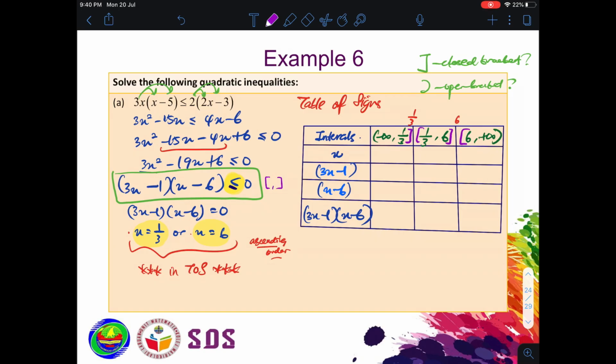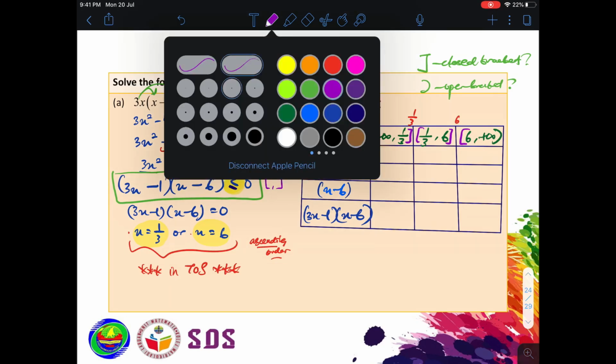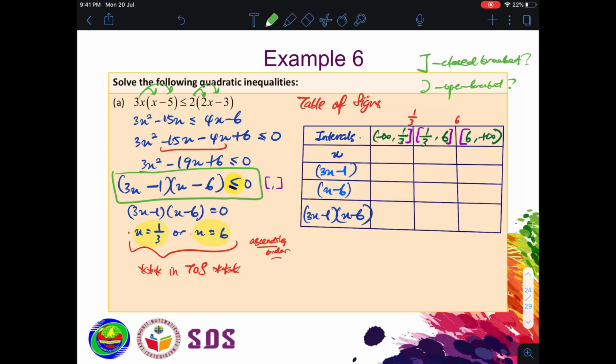Now you can proceed to finding the value of x. Within here is 1/3, therefore before 1/3 I'm going to choose 0, because it's easier for me. In between I'm going to choose 1, and here I will choose 7. Now I put whatever I have chosen, 0, 1 and 7, into each of these factors and calculate whether I get a positive or negative.